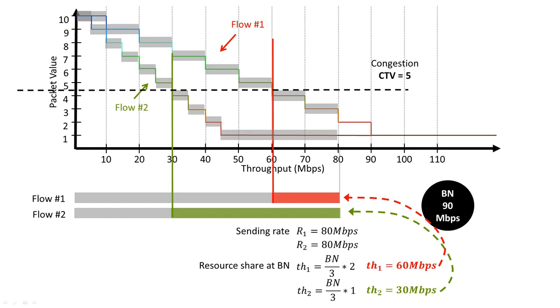The bottleneck capacity is 90 megabit per sec in our case, while the sending rates are 80 megabit per sec. The drop policy of PPV leads to a CTV of 5 in this case, allowing 60 megabit per sec for flow number 1 and 30 megabit per sec for flow number 2.